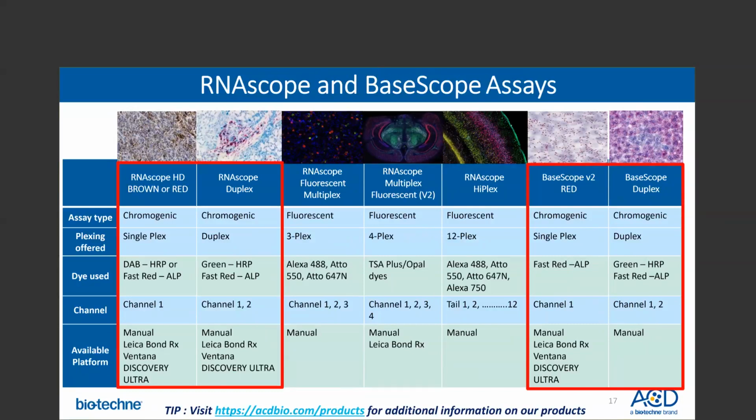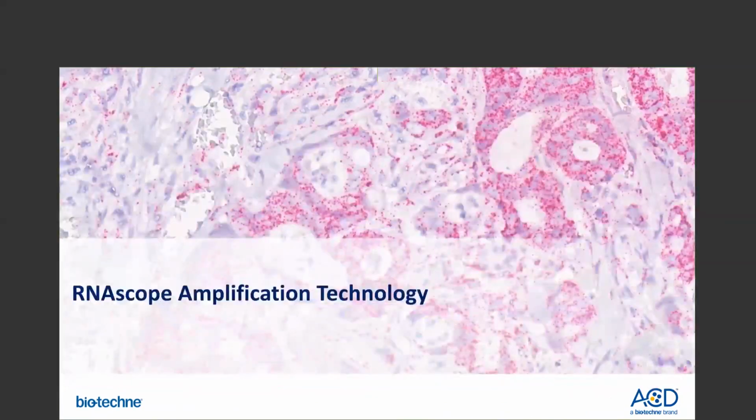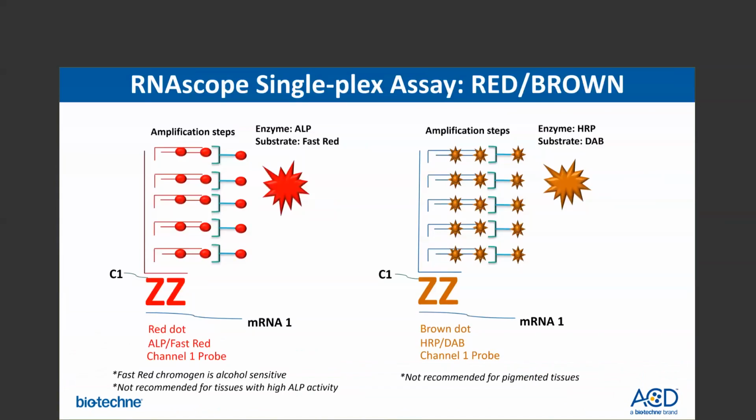We'll next look at the amplification technology for the RNAscope assay. Shown on this slide is the amplification technology for a single-plex RNAscope assay, red or brown. On the left is the amplification setup for the red assay, where the ALP or alkaline phosphatase enzyme is used, and Fast Red serves as a substrate to detect the signal as a red chromogen. Please note the red chromogen is sensitive to alcohol and is not recommended for tissues with high alkaline phosphatase activity.